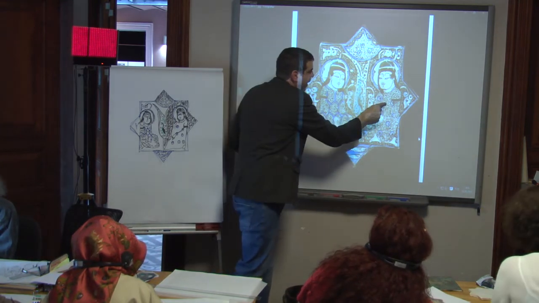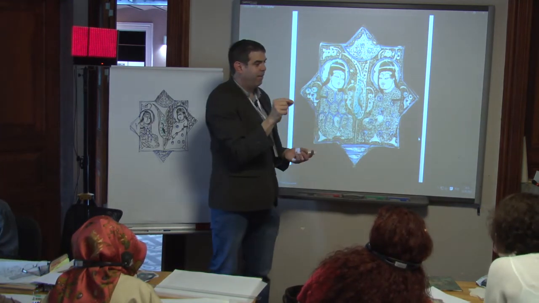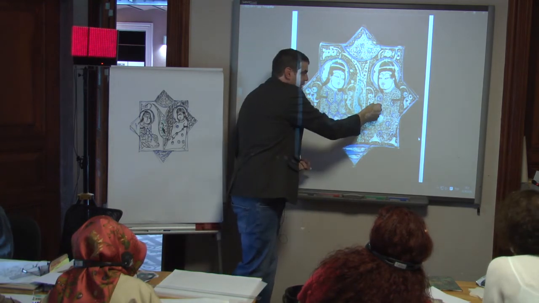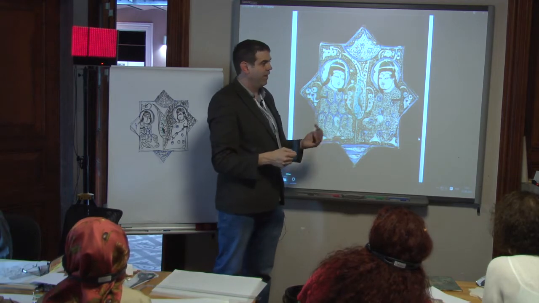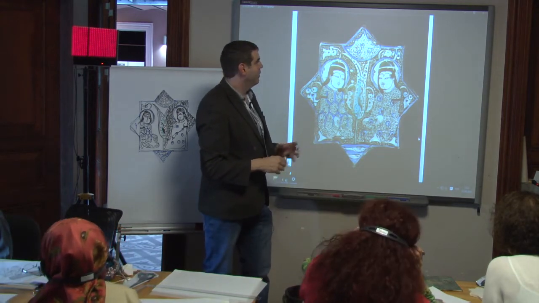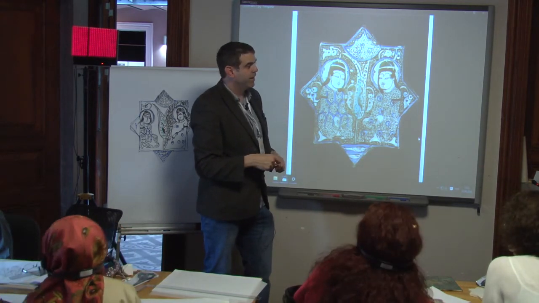And then these lines would have been applied using just a pen. They'd dip in the pigment to create these squiggles. These you can see with the luster on the top. So it's a mixture of different techniques.